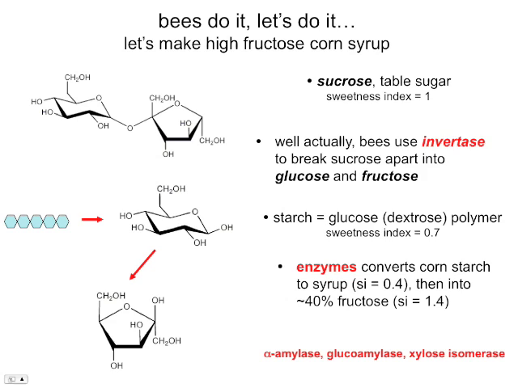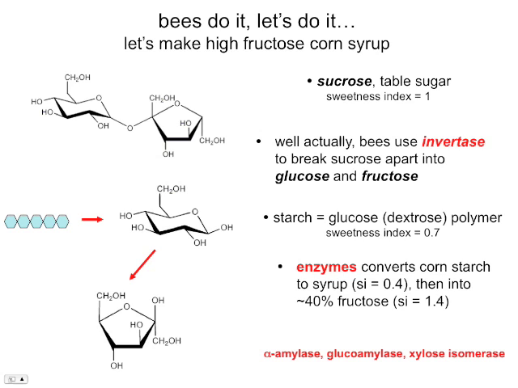Let's say something else about carbohydrates, and this brings together a bunch of different ideas and introduces the idea of the enzyme. I think we're almost done, so let's run through this. Bees do it, let's make high fructose corn syrup. You've probably all heard of high fructose corn syrup. I'm drawing an analogy here. It's not exactly the same thing bees do, but I'm comparing what bees do and what the food industry does when they create high fructose corn syrup.